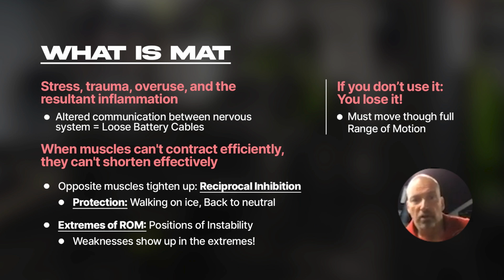All muscles, when they get overloaded or inflamed, their tolerance levels become lower. The first sign of muscle dysfunction is protective tightening. The second sign is if you keep putting forces on those tissues, they shout out in pain, saying, quit doing this, quit putting forces on this tissue until you fix the problem. So when you have this altered communication between the nervous system and the muscle system, muscles can't contract efficiently, and they can't shorten efficiently. When they can't shorten effectively, through reciprocal inhibition, the opposite muscles tighten up. So it's a protective tightness on the opposite side of the weak muscles.